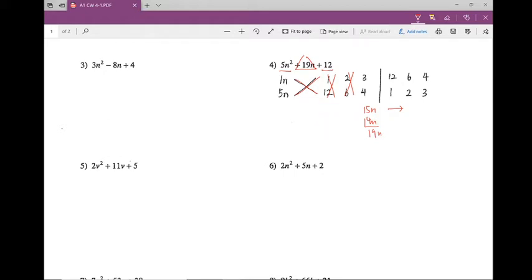So, when we're writing, just remember that we are writing across. So my first factor is the binomial n plus 3. My second factor is 5n plus 4. And we're done.